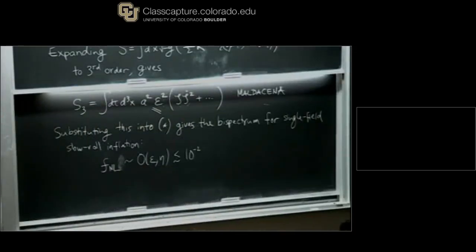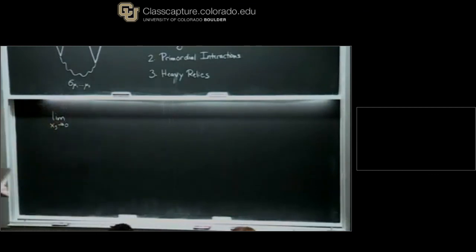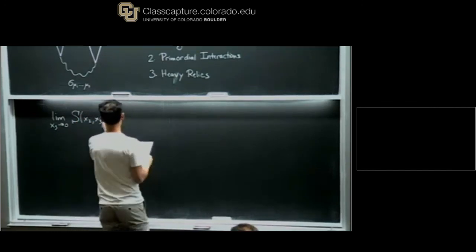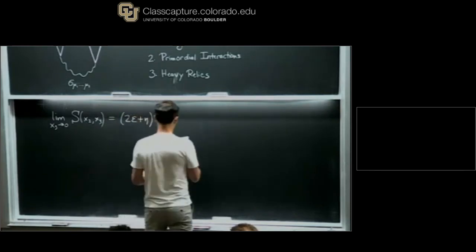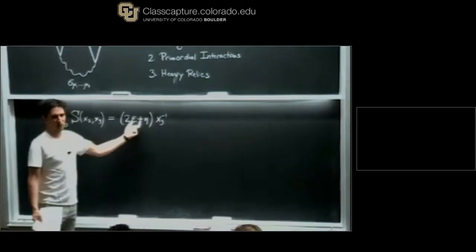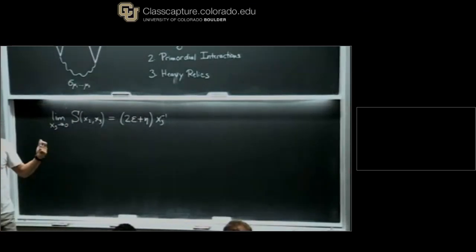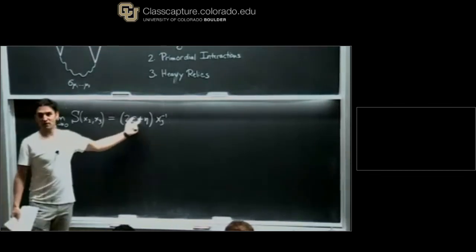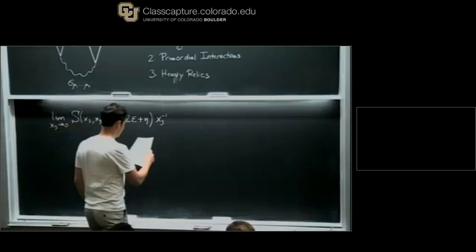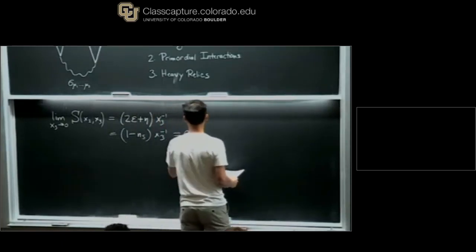Then the second thing to point out about this result is if I take the limit of x3 going to 0, so the squeezed limit of the shape function S, what I would find is that this is twice epsilon plus eta times x3 to the minus 1. Does anybody remember where this combination 2 epsilon plus eta came up before? Have you seen this before? Yeah. So we had this yesterday. So what else was determined by 2 epsilon plus eta? Not r. r was 16 epsilon. n_s. Yeah. So this combination, in fact, is exactly 1 minus n_s. Which means that this actually vanishes for scale invariant fluctuations.